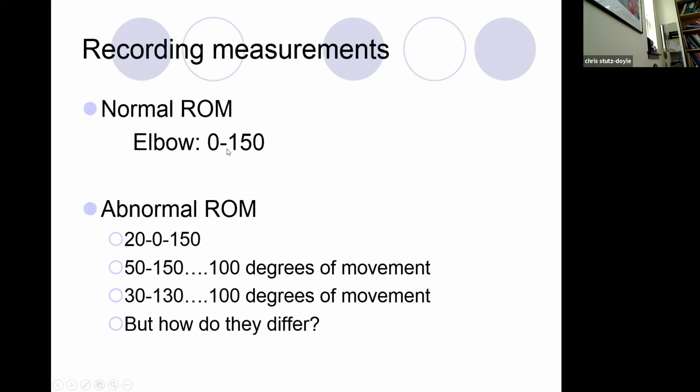So normally, let's just say elbow range of motion is from 0 to 150, and we're going to have to learn what's normal and what's abnormal. But normal range of motion of the elbow is 0 to 150. Abnormal range of motion can be 20 to 0 to 150. 50 to 150 is 100 degrees of movement. 30 to 130 is 100 degrees of movement.